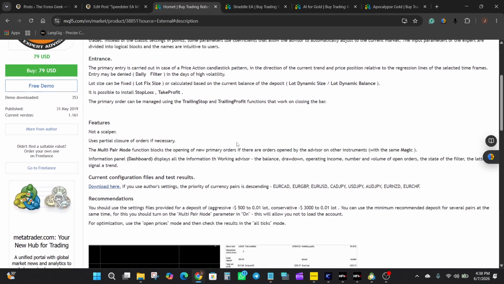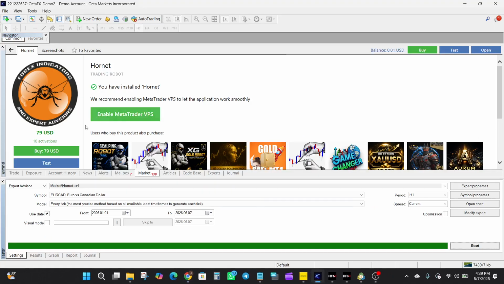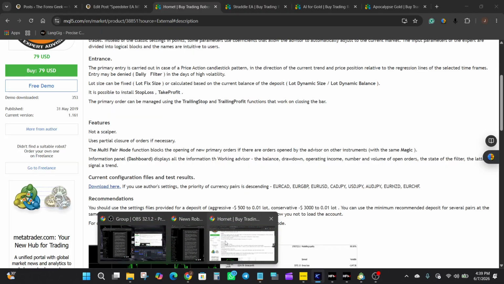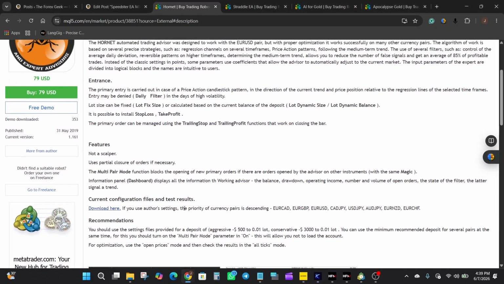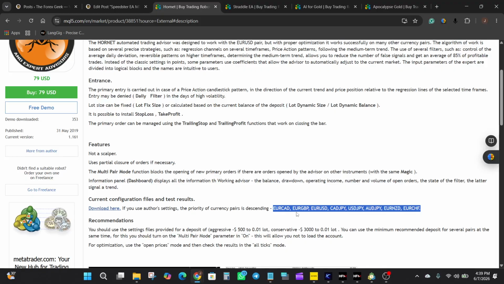Okay, let's just quickly head over to our strategy tester right away, and we can see I'm testing the HORNET EA on Euro CAD, which is one of the recommended currency pairs. We can see here, if you use auto settings, the priority of currency pairs is descending. Euro CAD, Euro GBP, Euro USD, CAD JPY, USD JPY, AUD JPY, Euro NZD, Euro CHF. So I decided to just use the first one, which is Euro CAD.